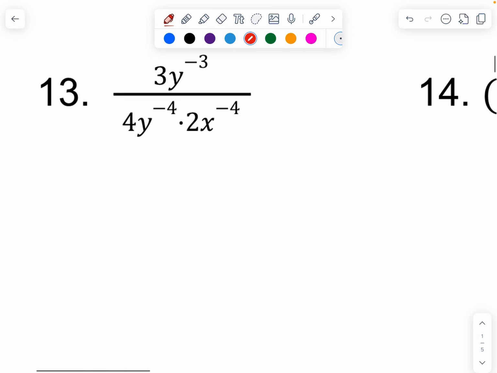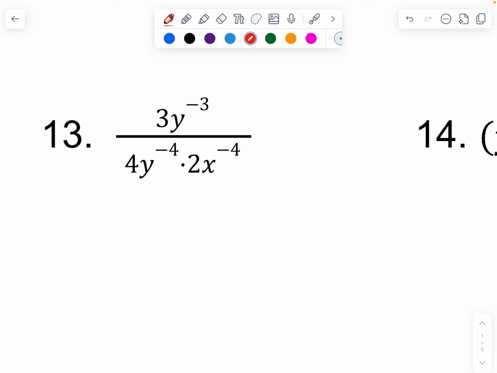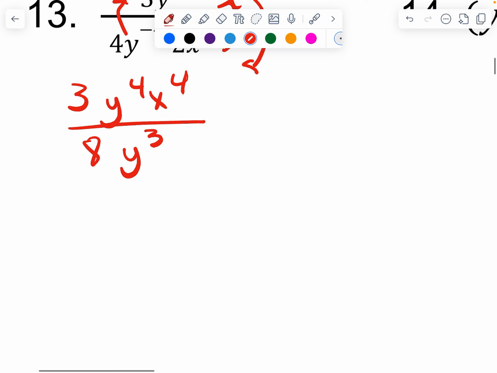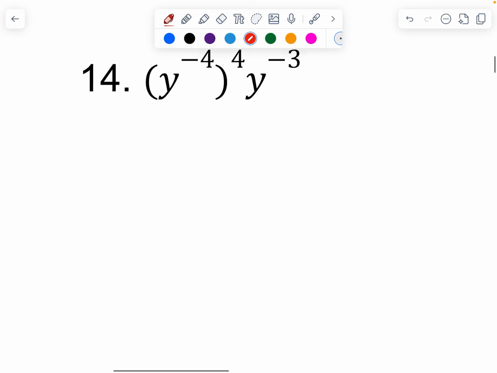Okay, this one. Move upstairs, move downstairs, move upstairs. So I've got 3 y to the fourth, x to the fourth over 8 y to the third. Can't do anything with my coefficients. They stay the same. X to the fourth, because we like alphabetical order. We have 4 y's on top, 3 y's on bottom. Subtract those, and I get 1 y on the top.